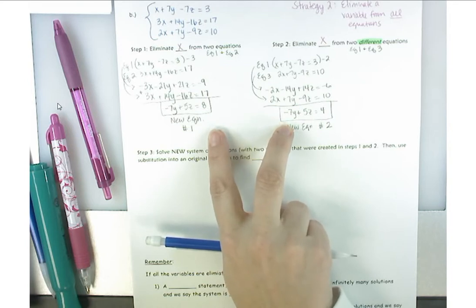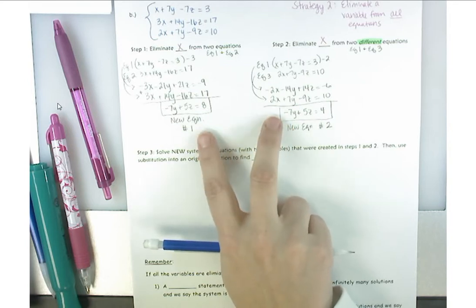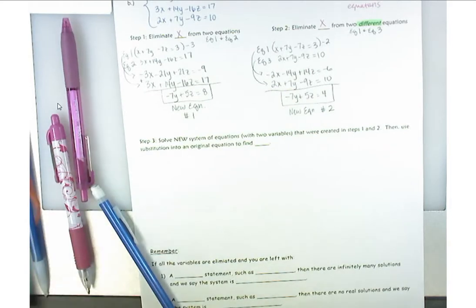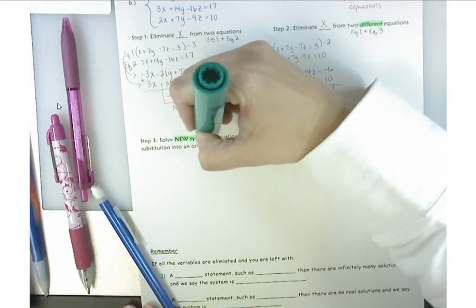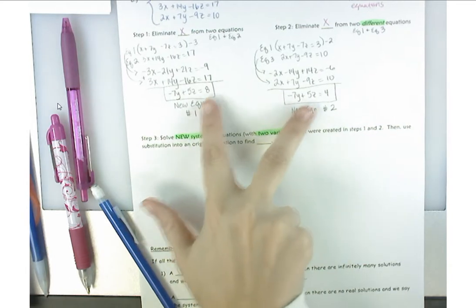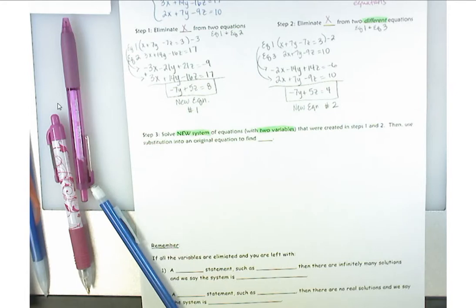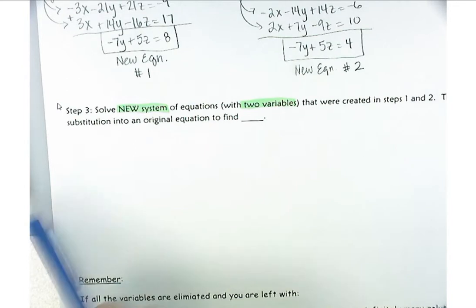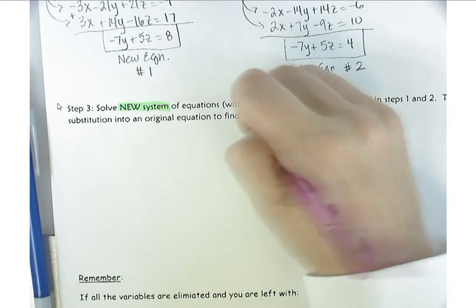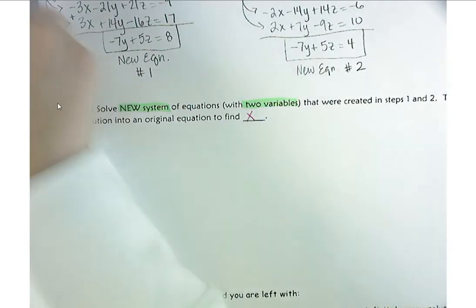So now what we're going to do is we're going to take this new system and solve for the variables just like we did on the very first page. Okay, so you're going to solve your new system. So your new system has the 2 variables that we created in the first and second steps. So when you solve that system, you're going to solve for what variables? Y and z, which means then we're going to have to use substitution into any of the original equations, and then we would find the variable that we eliminated, which was x.